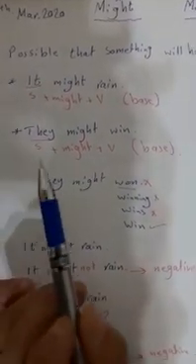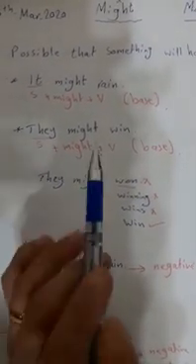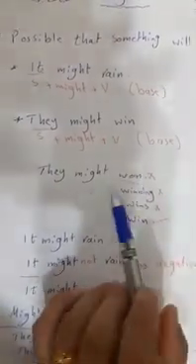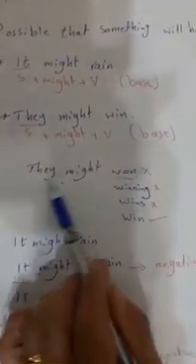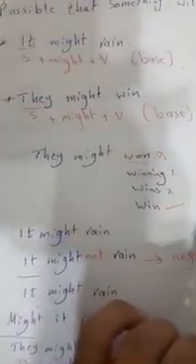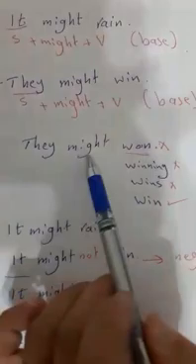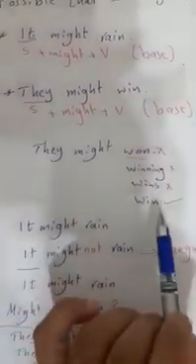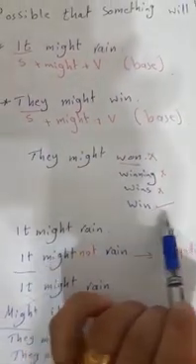Okay, now the question is, can we put the verb winning? No. Can we say they might wins? No. They might win. Yes, just they might win, and the verb is just base form.